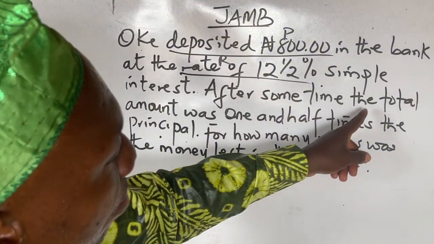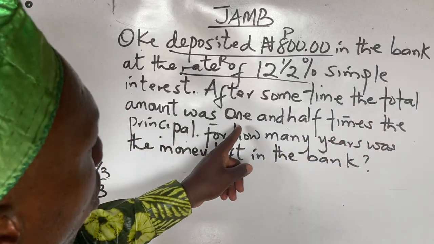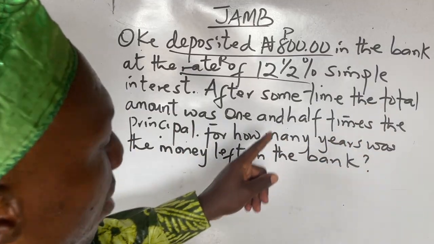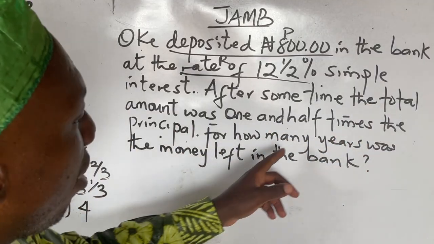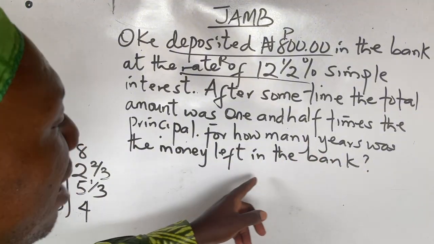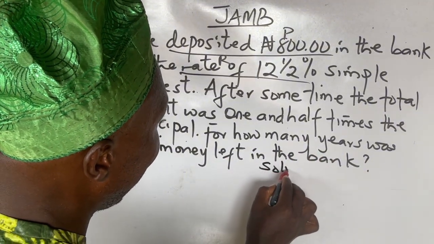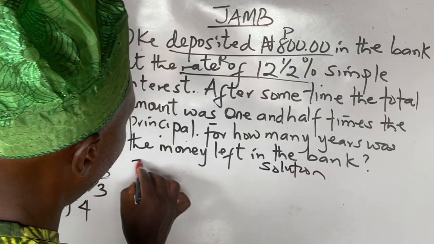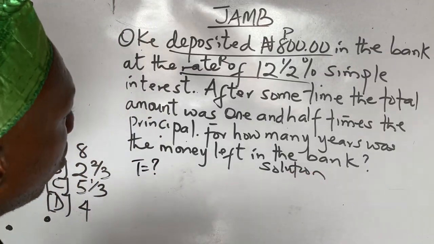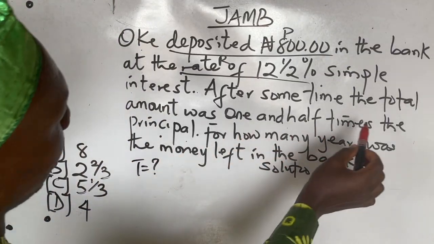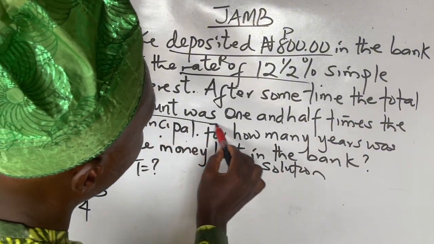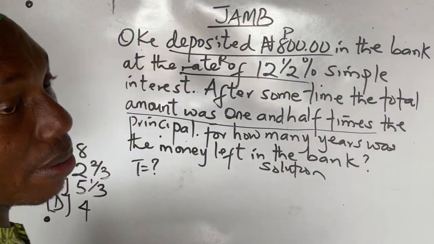At a rate of 12.5%, that is our R. After some time, the total amount was 1.5 times the principal. For how many years was the money left in the bank? So solution, we are asked to calculate the time, so T. But look at the keyword here: after some time, the total amount was 1.5 times the principal.